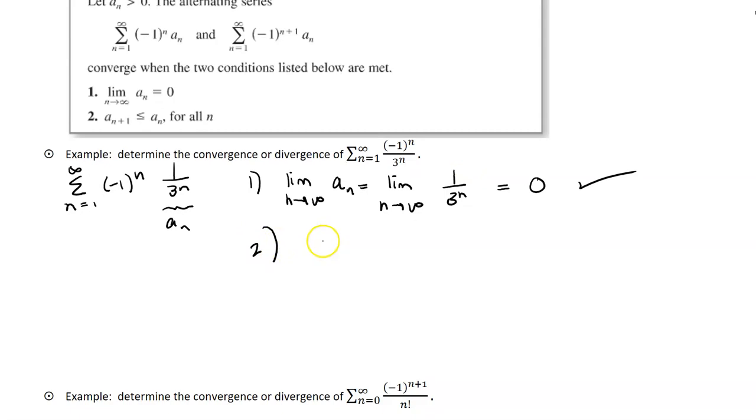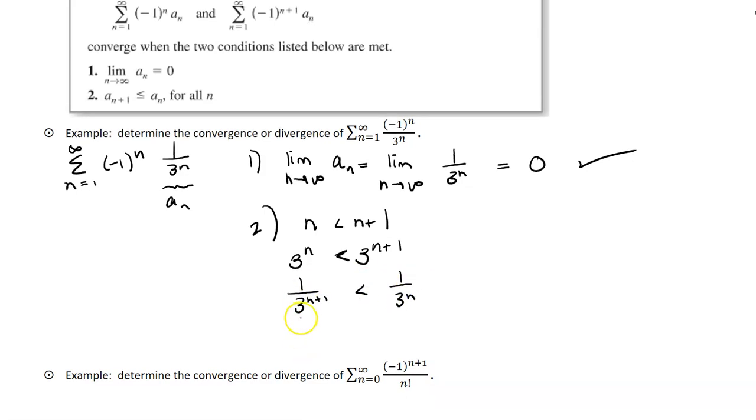Number 2, we need to show that a sub n plus 1 is less than or equal to a sub n for all n. I'm going to start with the fact that n is less than n plus 1. Which means that 3 to the nth power is a smaller number than 3 to the n plus 1 power, because 3 is greater than 1, so the bigger power is going to make that term grow. And then if I divide by both of these terms, I get that 1 over 3 to the n plus 1 is less than 1 over 3 to the n.